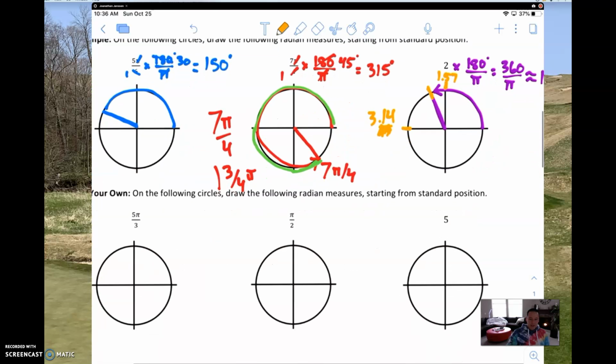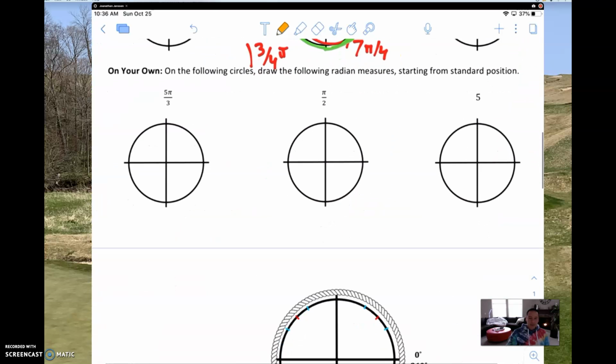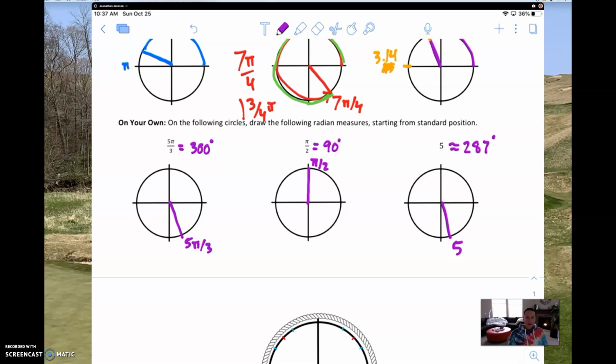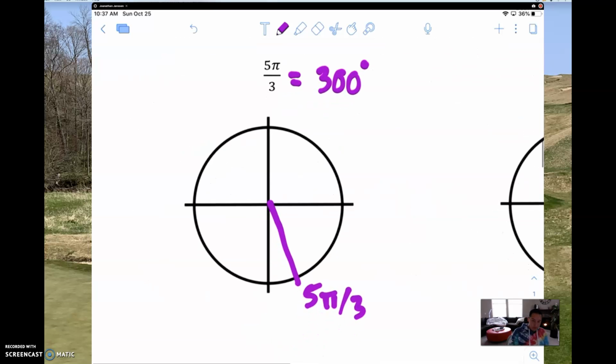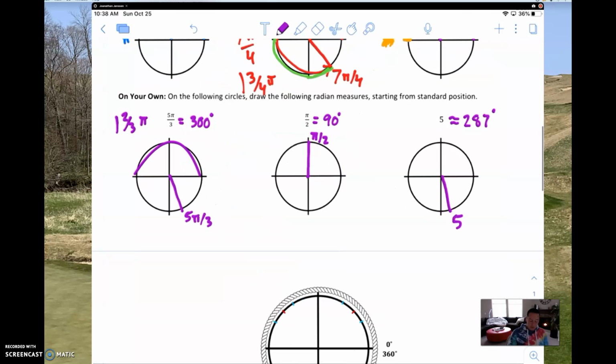So try the next 3 on your own. Pause the video, and when you're done, come on back. And there are your final drawings for each of those radians. One thing I want to point out for that first one, 5 pi over 3: if you convert it to a mixed number, it's 1 2/3 pi's. So if you went around to here, that's 1 pi, and then we had to go 2/3 of the way around that next 180 degrees to get there, and it was right about at 300 degrees. So hopefully you were able to get those.